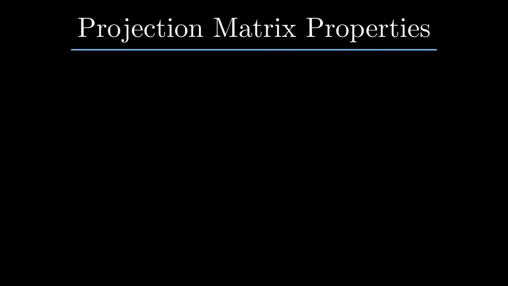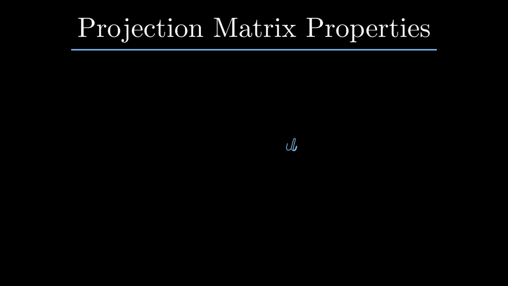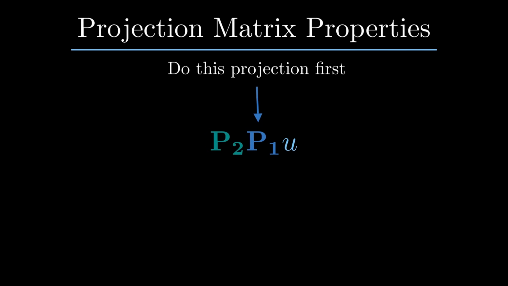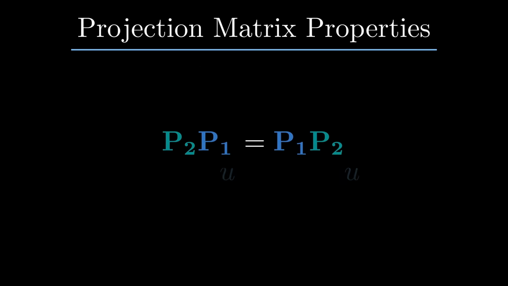For our next few properties, let's look at combining projections in two ways. First, we'll find that orthogonal, nested, and orthogonally overlapping projections commute. By commuting, we're talking about doing one projection after another. First project onto one subspace, then project the result down onto another subspace, which we can also write as two successive matrix multiplications. If the two projections commute, that means we could do the two projections in either order and still get the same result either way.